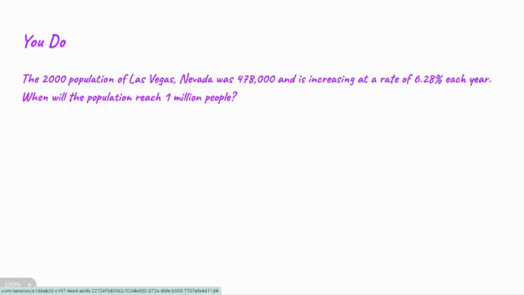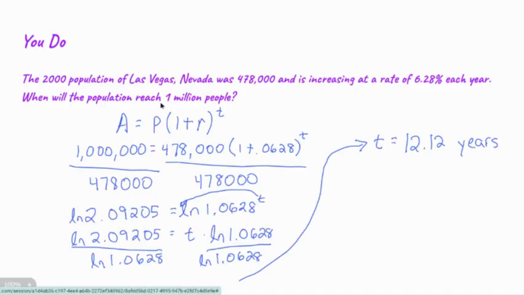So go ahead, pause the video, and see what you get for this next problem. Okay, so once again, we're using our growth formula. You can get these as decreasing problems, so keep that in mind. We start with 1 million on this side, 478,000 over here, and then our rate. I divide it by 478,000.